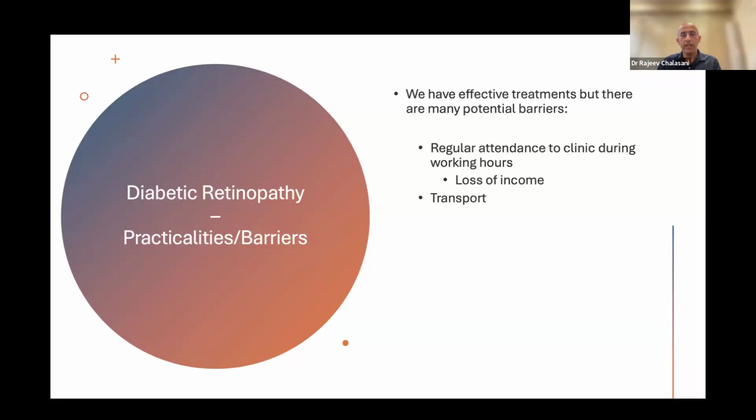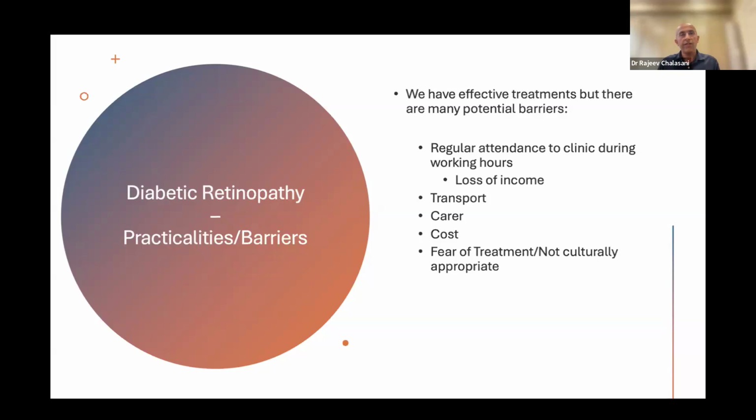Transport, getting to the clinic can be difficult, and patients may need to rely on a carer to do that, particularly if they're getting an eye injection, they may not be able to drive themselves home. There is a cost associated with seeing eye doctors as well as any other specialist or healthcare worker, and this can be a barrier. And of course, there may be fear of treatment.